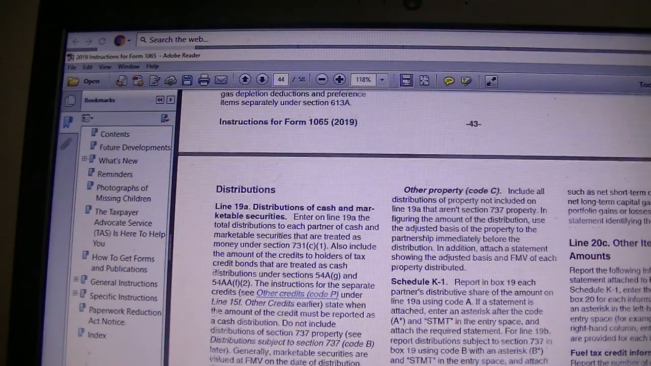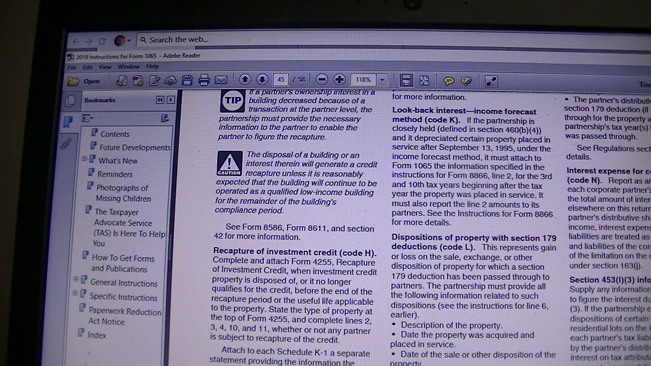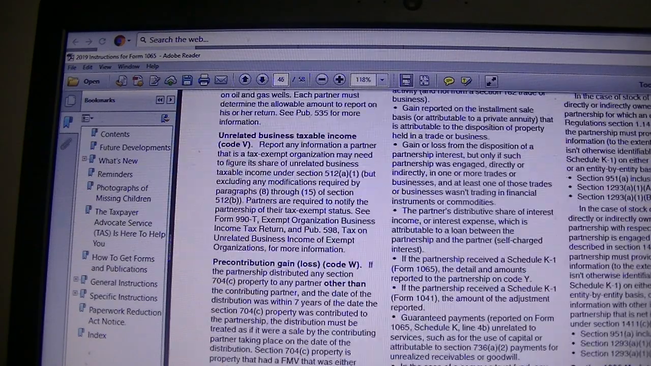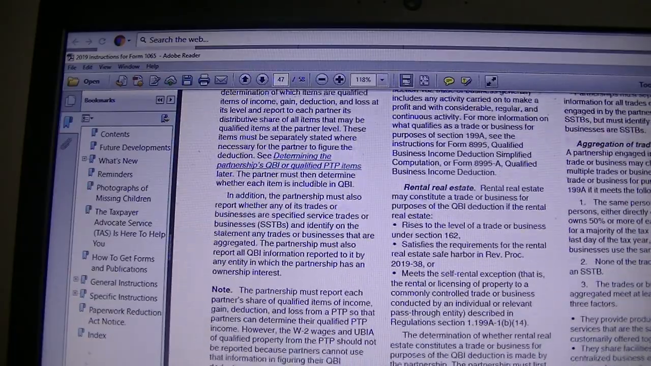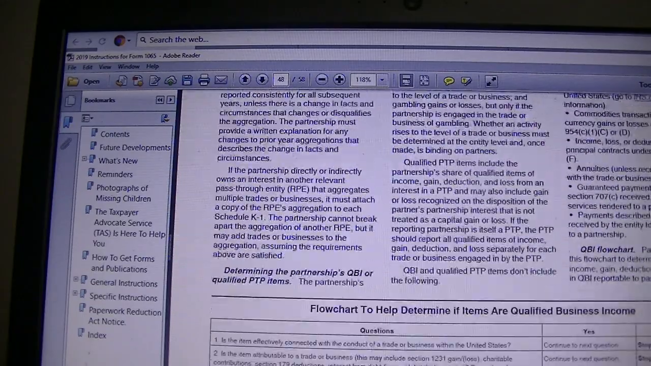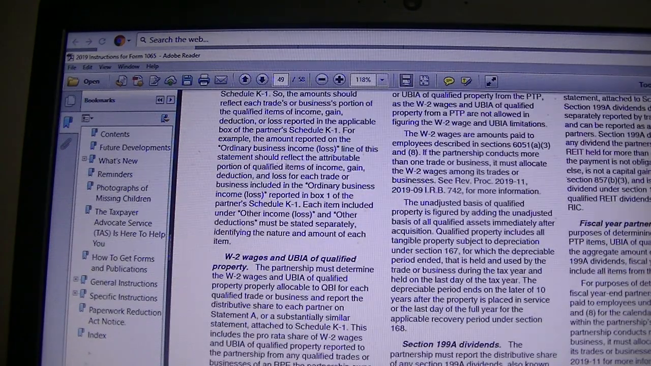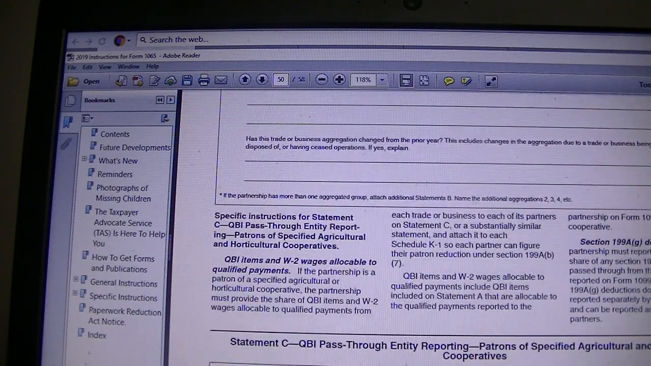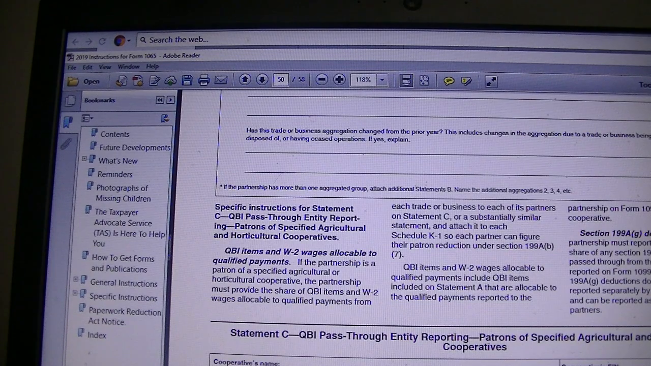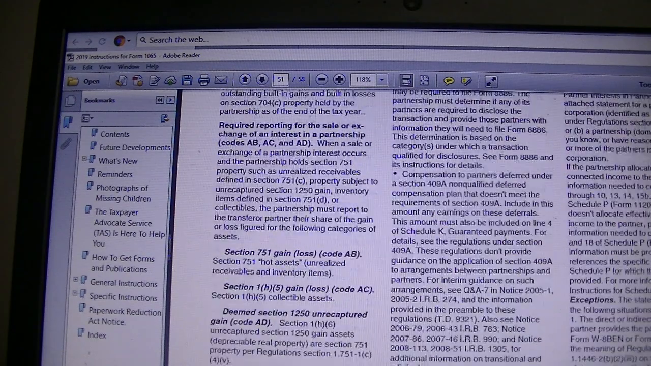And that'll be under Schedule K. So, let's scroll down. I'm not seeing it here. Yeah, let's go down again and see before I go up.